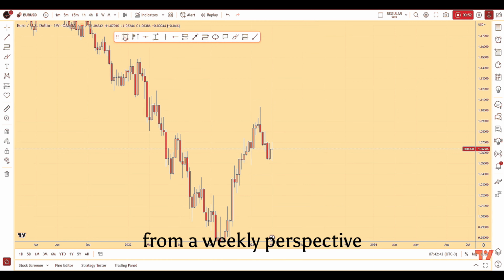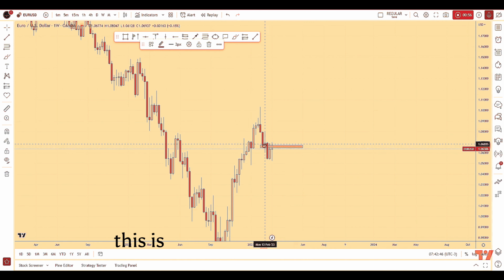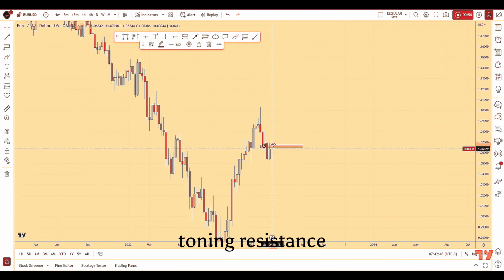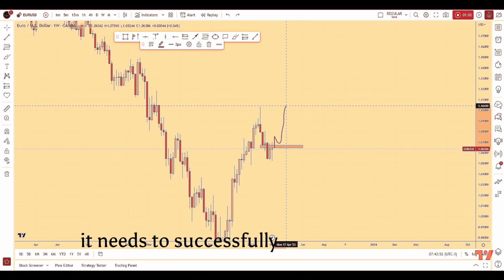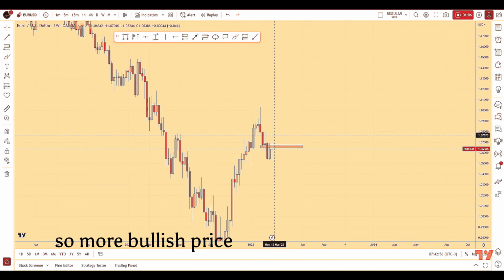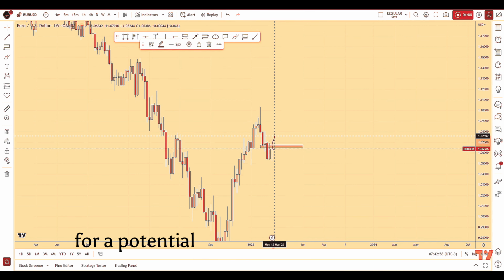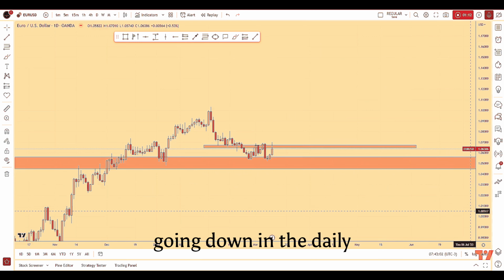Now, from a weekly perspective, we do have some minor resistance at this zone. This is previous weekly support turn resistance. Now, if the market wants to continue higher, it needs to successfully manage to break above this resistance. So more bullish price action could be expected for a potential break above this resistance. Going down on the daily, what do we see?